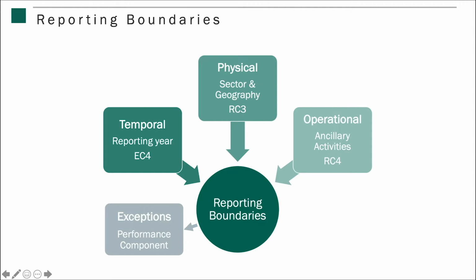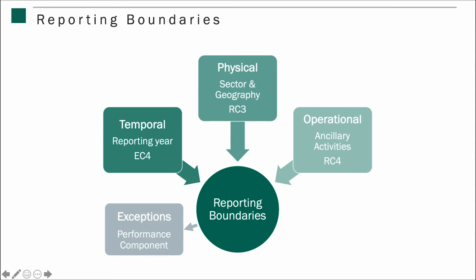The asset assessment therefore includes indicators that help to accurately describe the boundaries of reporting for each entity. These indicators are Reporting Year EC4, which describes the temporal boundary for reporting. Sector and Geography RC3, which includes the list of asset facilities with their geolocation, thus describing the physical boundary for reporting. And Ancillary Activities RC4, which includes the list of ancillary activities undertaken by the entity, thus describing the operational boundary for reporting. The combination of these indicators provides an accurate picture of the reporting boundary.